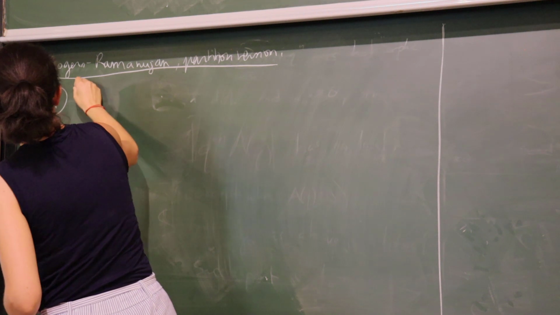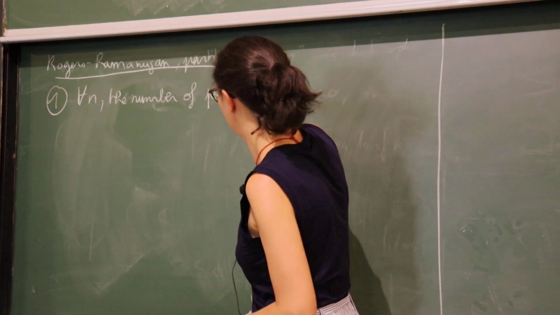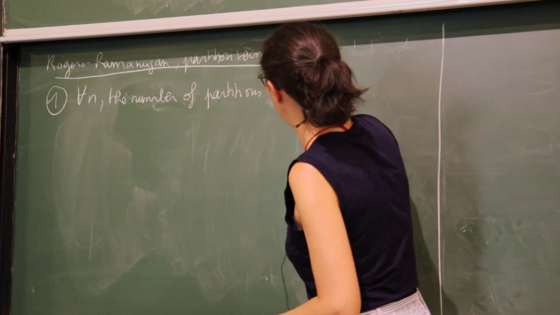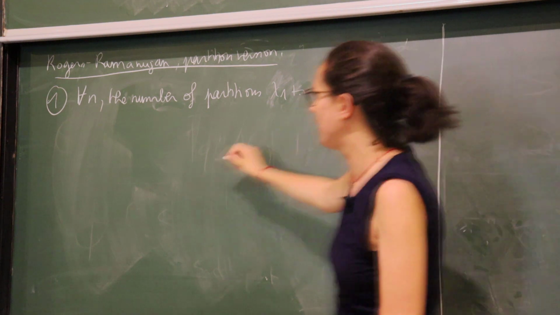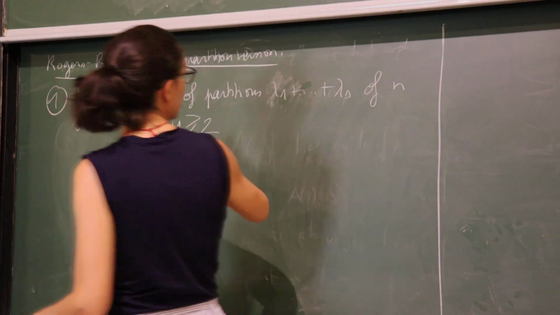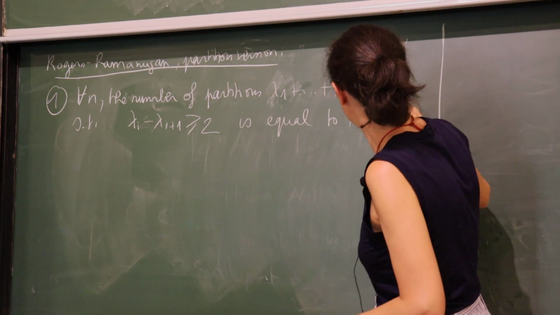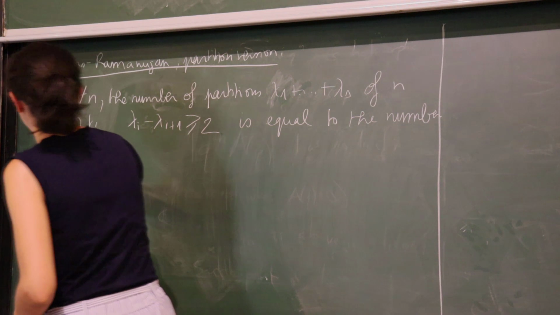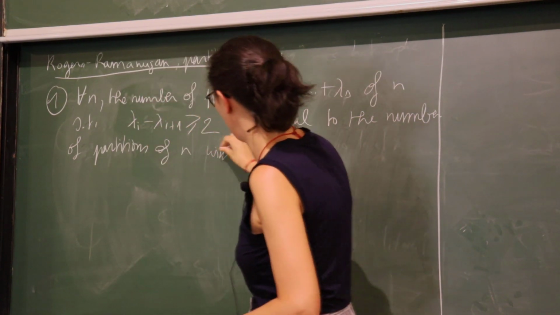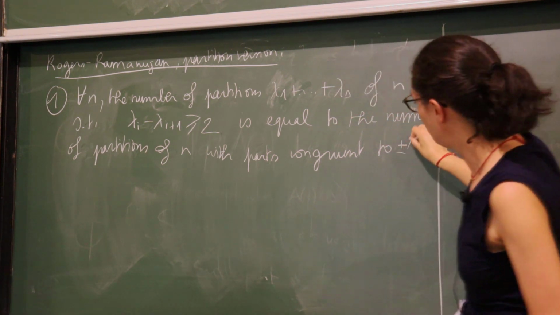So for all n, the number of partitions of n, actually, I will write the full thing, such that lambda_i minus lambda_{i+1} is at least 2, so difference at least 2 between two consecutive parts, is equal to the number of partitions of n with parts congruent to 1 or 4 modulo 5. Or like plus or minus 1 mod 5.